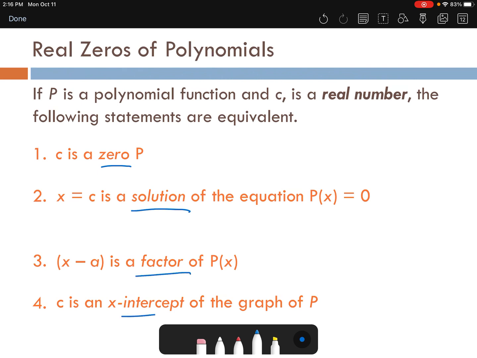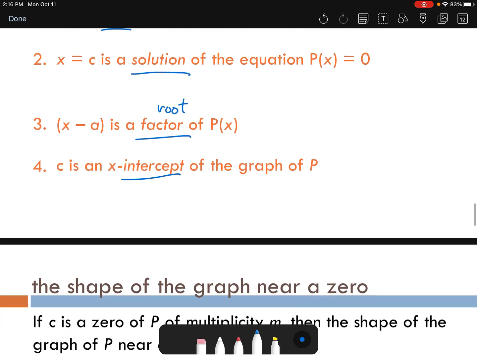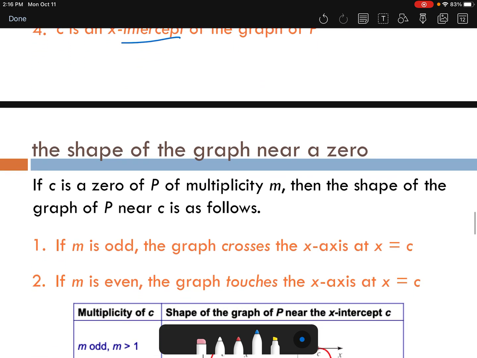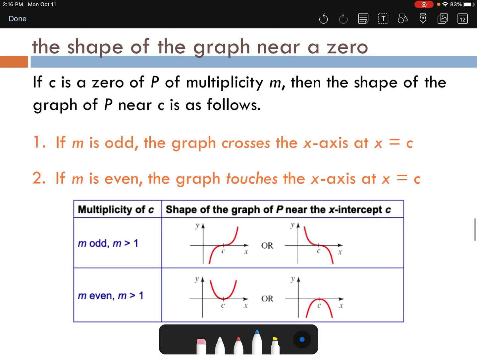Again, this is nothing new. I think we used the word root last year. We talked about this in class as well. It's a zero, solution, factor, or root, or x-intercept of the graph. Those are the zeros of a polynomial, an x-intercept.